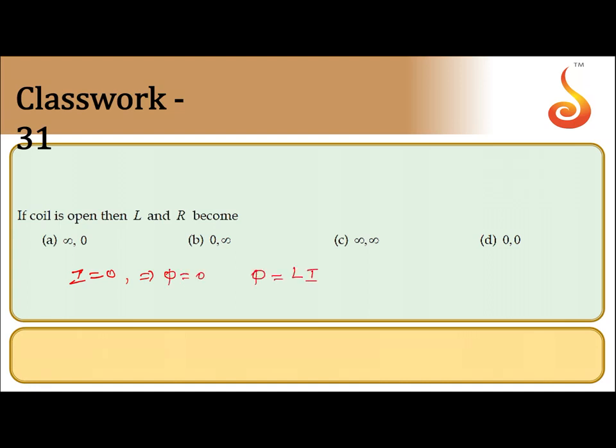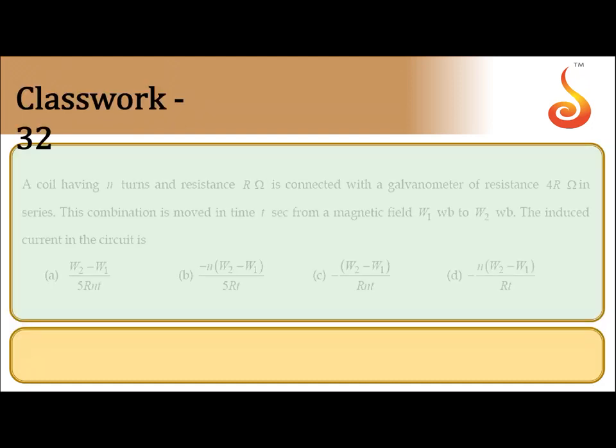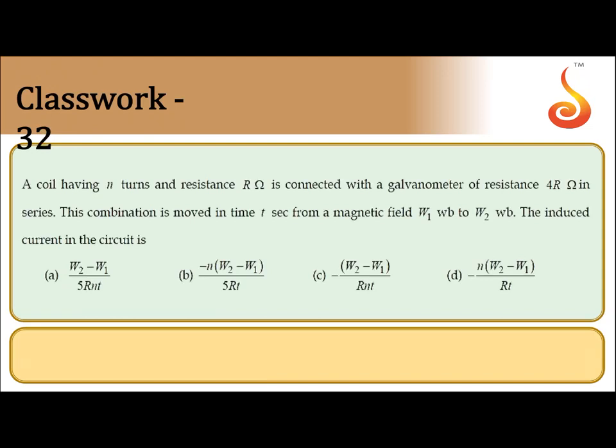phi is equal to L into I. So, phi is 0, I is 0. So, L should be equal to 0. But when it is open, it becomes open circuit. So, resistance becomes infinite. So, it should be 0 comma infinity, that is option B. Yes, we shall move on to next one.